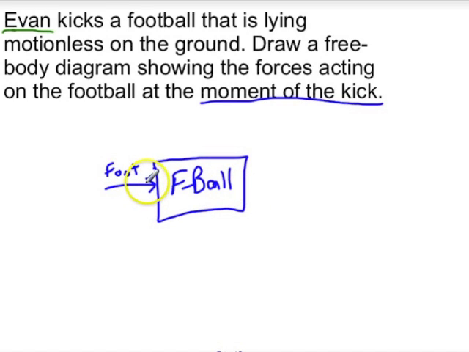Now, at the moment of the kick, I'm assuming the football is lying on the ground. Maybe it's on a football tee, but you're going to have some friction, aren't you? So I'm going to call that static friction because it was motionless. So we have static friction. Now, am I done? No. We can't forget, if it's on the ground, it does say it's lying motionless on the ground. I'm going to have an arrow going up, and I'm going to label it ground.